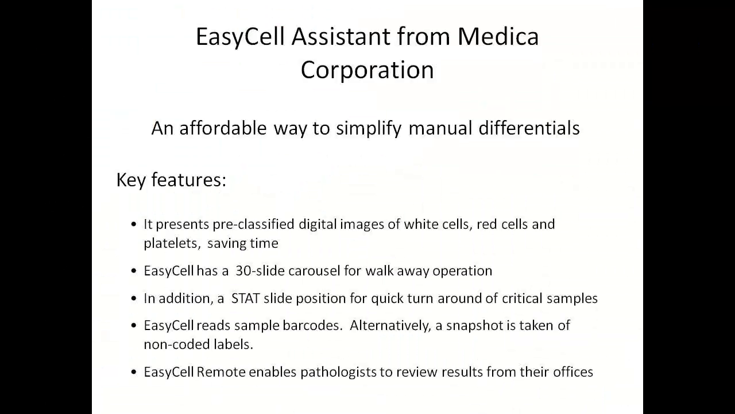The Easycell Assistant has a number of key features. It presents pre-classified digital images of white cells, red cells, and platelets, saving time. Easycell has a 30-slide carousel for walk-away operation. In addition, a stat slide position provides quick turnaround for critical samples. Easycell reads sample barcodes. Alternatively, a snapshot is taken of non-coded labels. Easycell Remote enables multiple pathologists to review results from their offices.